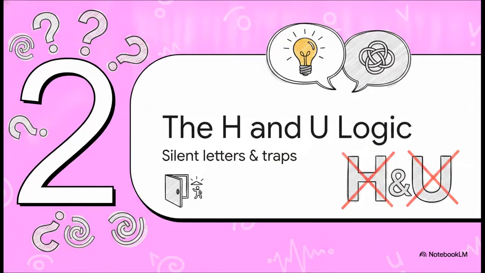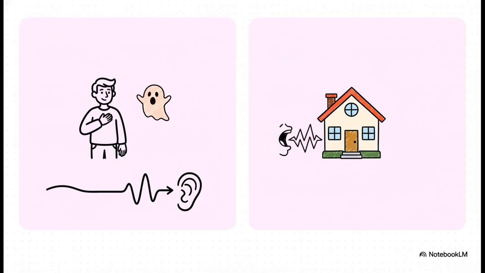Moving on to section 2, the H and U logic, silent letters and traps. This completely proves the pronunciation rule. Take an honest man. Visually, sure, it starts with an H, which is a consonant letter, but say it out loud with me. Honest. Notice how the H is completely silent? The very first sound that actually leaves your mouth is an O sound, which is a vowel sound. Therefore, it has to be an honest man. Now, compare that to a house. In house, that H is forcefully pronounced. It's a hard consonant sound, so it simply gets an a. The starting letter is exactly the same, but that hidden vowel sound completely changes the rules.